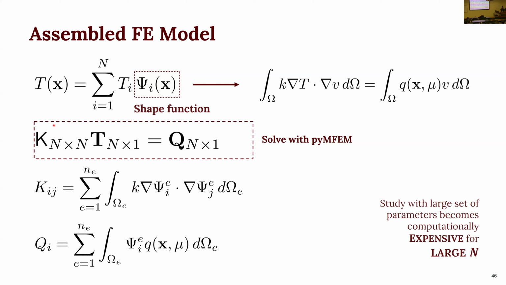So you have K times T vector equals Q. K is n cross n, T is n plus 1, and Q is the source vector on the right hand side. So this is pretty high dimensional, and the larger n is, the larger this system is. If it's huge, then solving this is going to be difficult, at least iteratively for different parameter values.